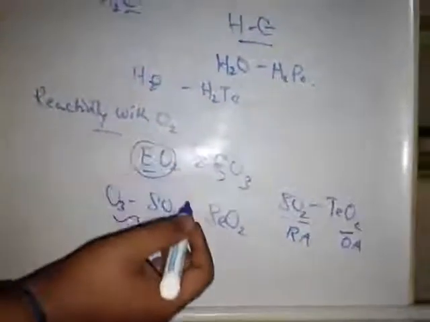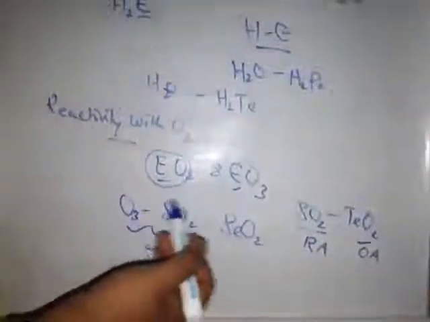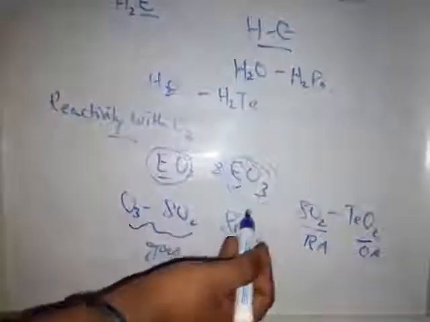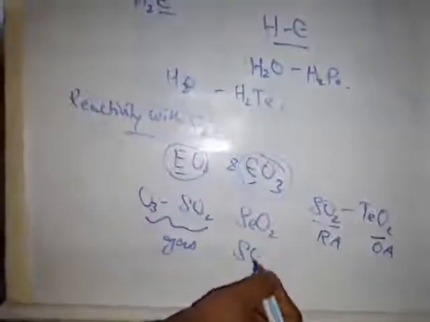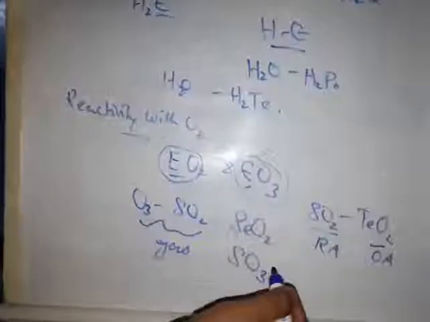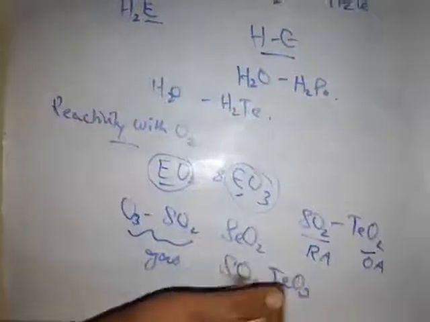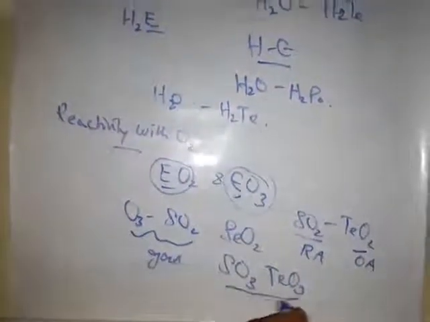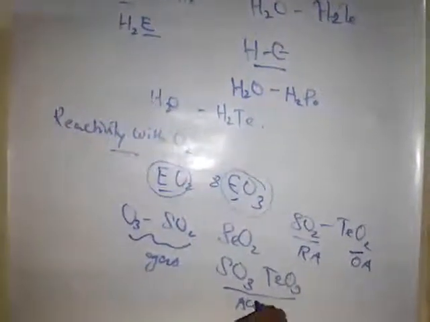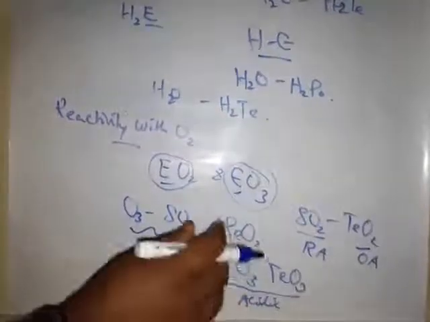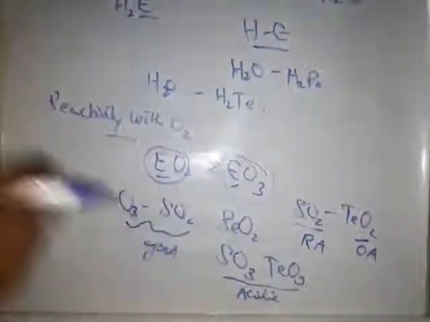Besides the EO2 type, sulfur, selenium and tellurium also form EO3 type trioxides, like SO3 and TeO3. Both types of oxides are acidic in nature. So this is the reactivity with oxygen.